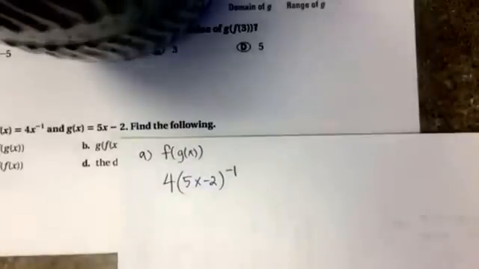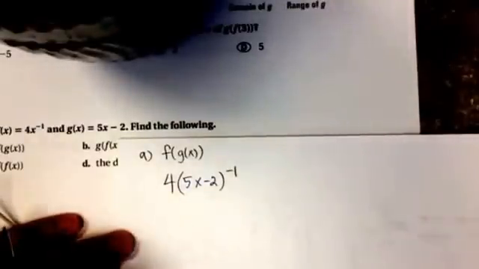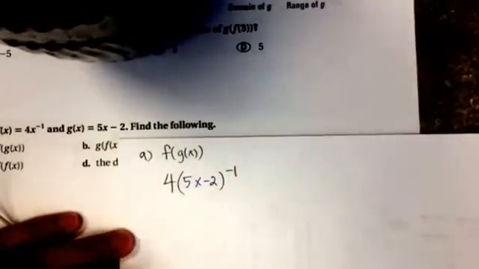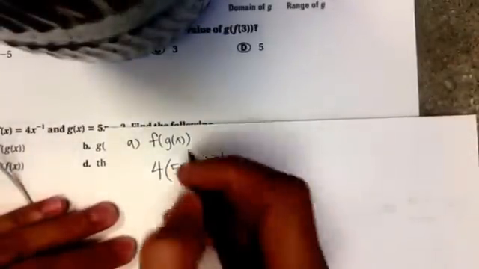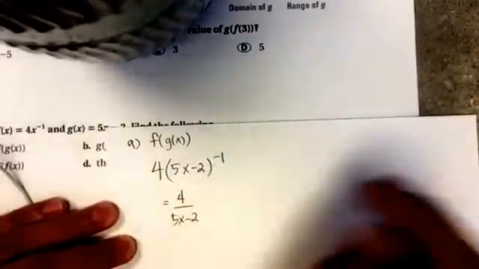My job then is to simplify this if it's possible. In this case it is. No, you cannot distribute the 4. No, you cannot distribute the negative 1 power. However, you can fix this negative first power by making it positive and moving this parenthesis to the denominator of a fraction. So 4 on the top, 5x minus 2 on the bottom. That would be the answer for your composition.